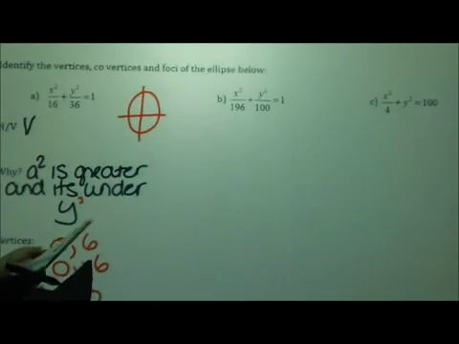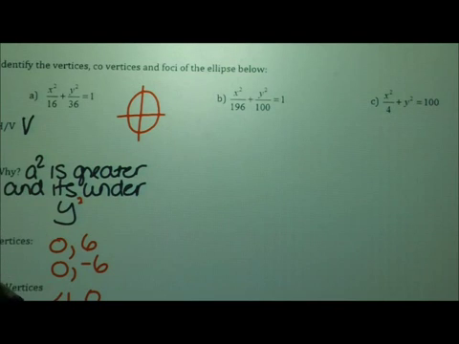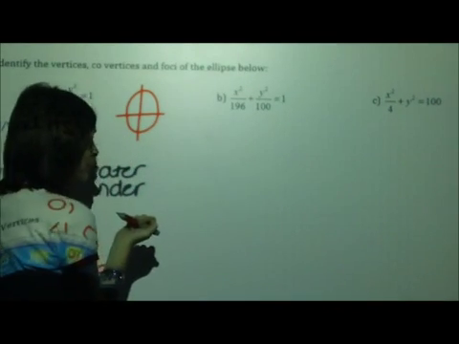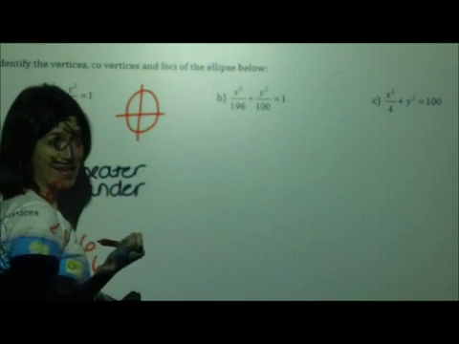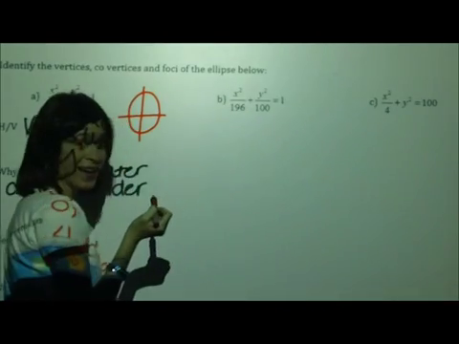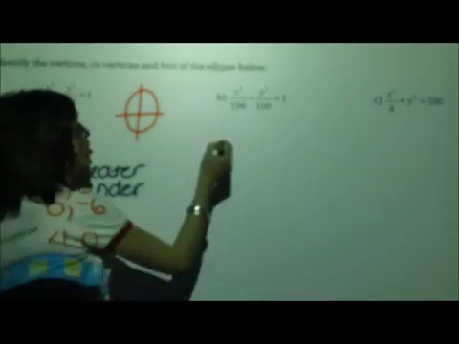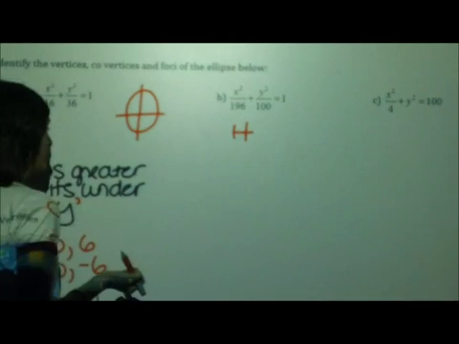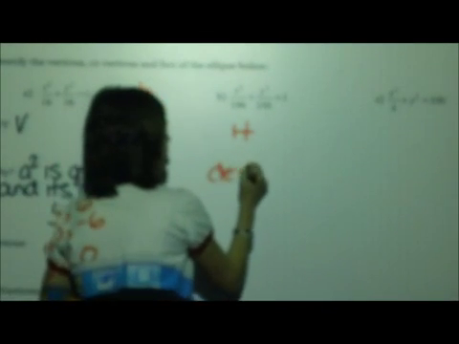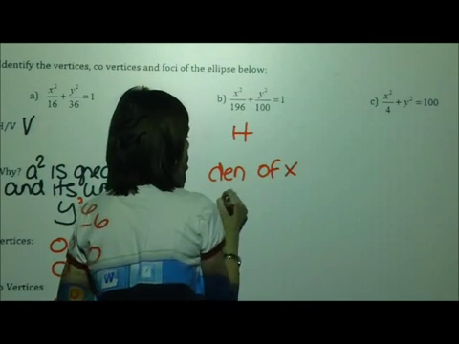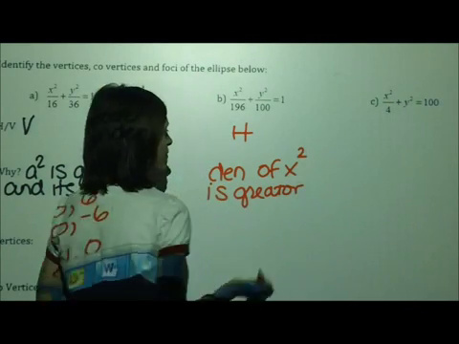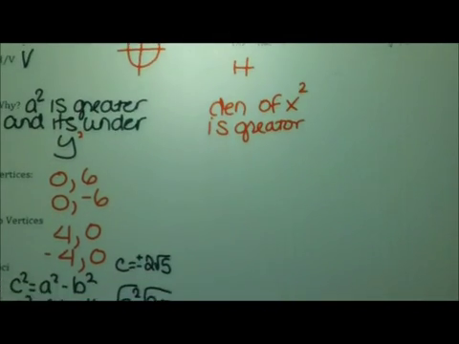All right, so let's go back to our example, and again, this is in standard form, it is equal to the number 1. We want to identify, is it horizontal or vertical? So I look at it and I say, which number is bigger? 196, so that's got to be my a squared, right? And so the a squared is under my x, it is the denominator of my x, so it's horizontal. And why? Because the denominator of x is greater.